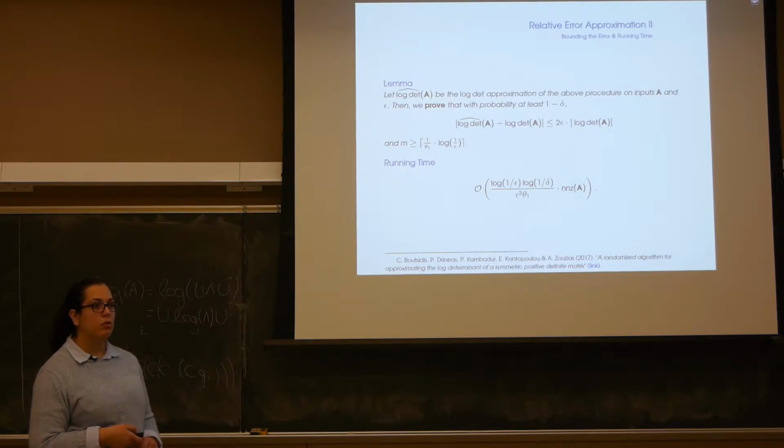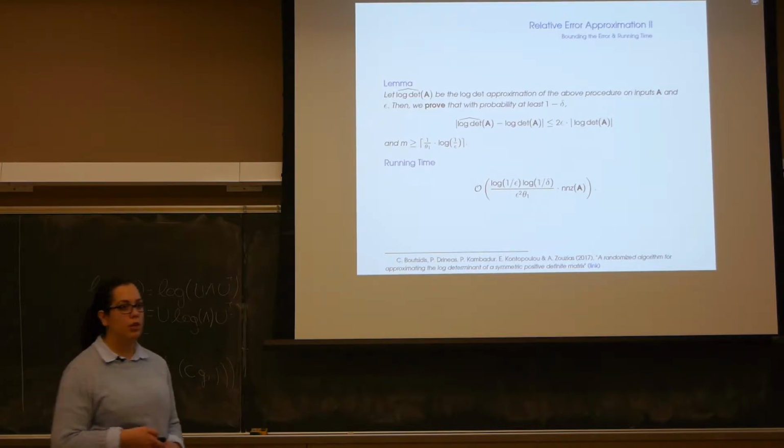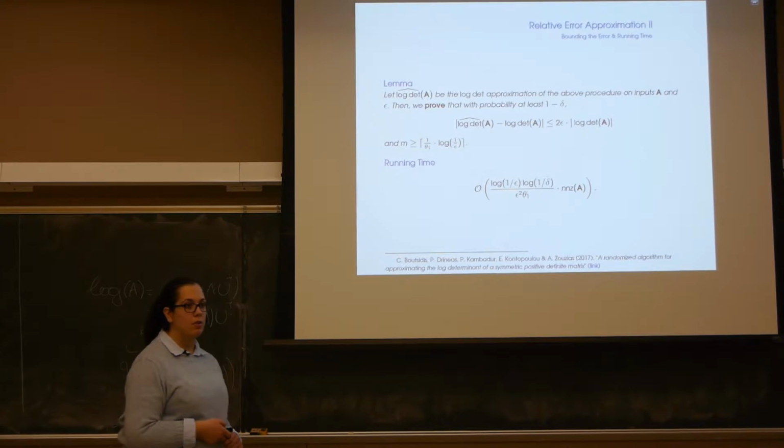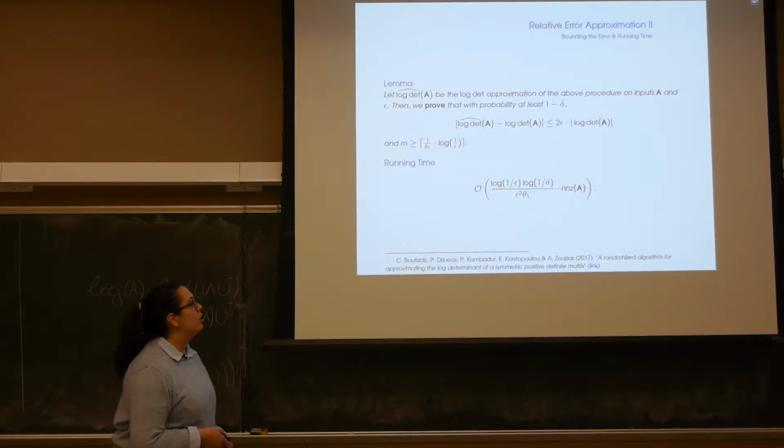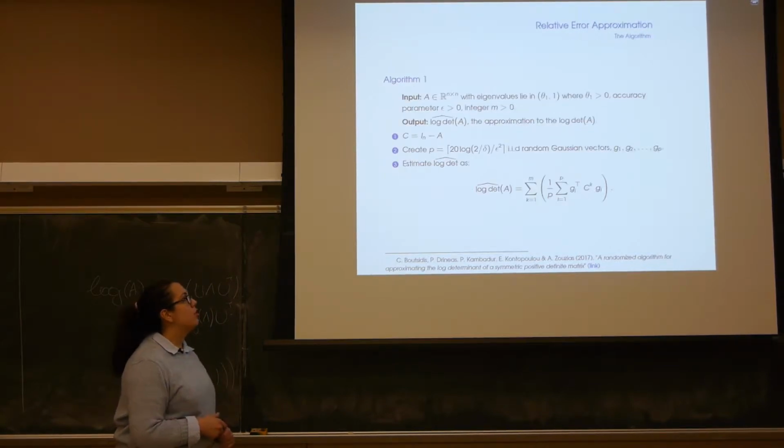Your value is p. I know you gave a bound on it. P is like your number of samples, the number of Gaussian vectors I get. How does p compare to the size of the matrix? Not related.